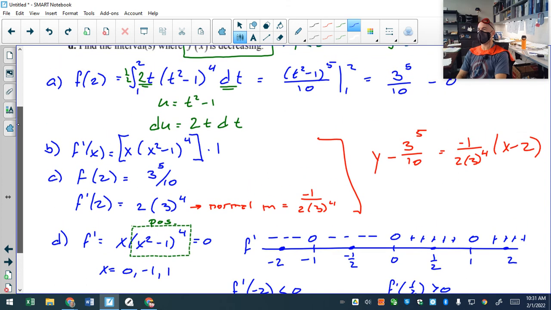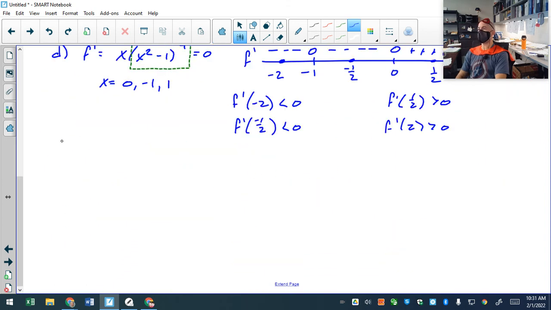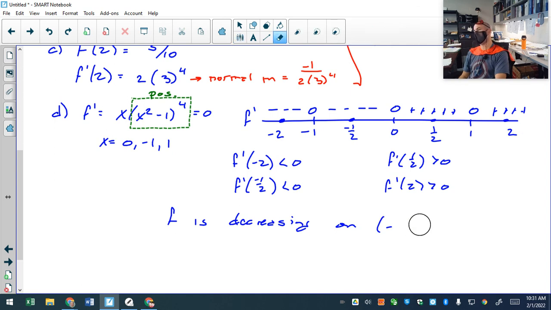And I want to go back and read the question for a second. Where is f decreasing? What would you say? What's your interval of decrease? On negative infinity to 0. Is that okay to go negative infinity to 0? Or should I stop at -1 and then go -1 to 0?